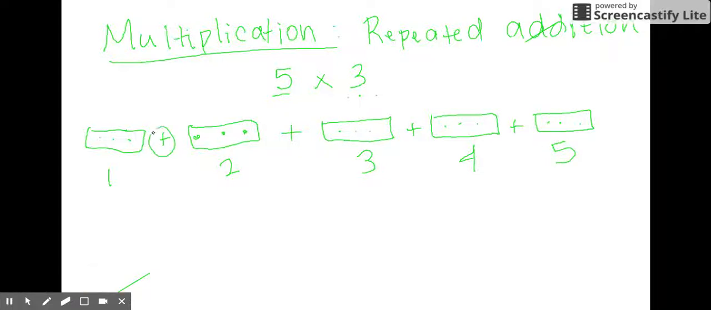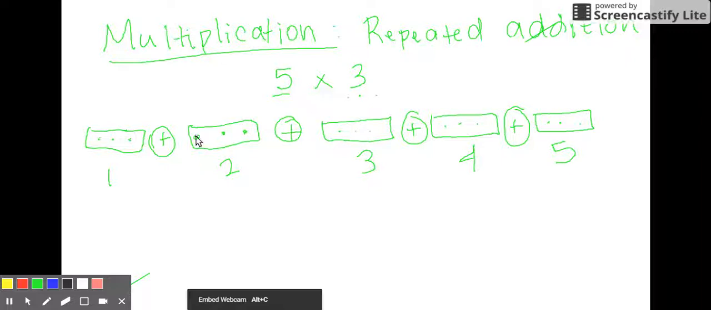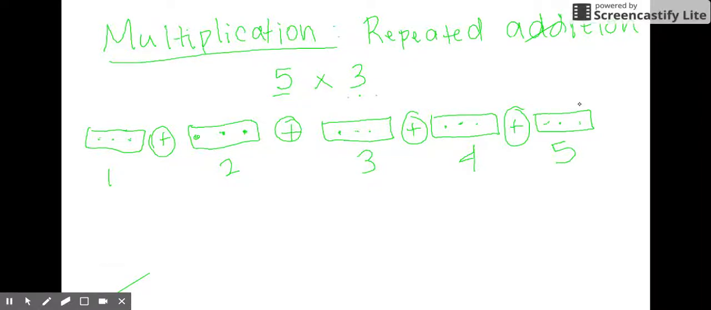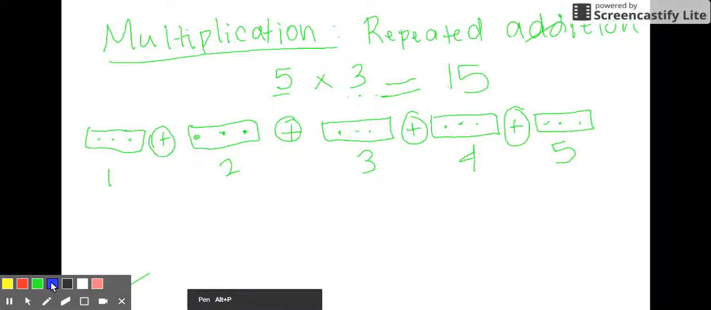Repeat just means to do it over and over again, lots and lots of times. We could repeat our addition, or we could do something called multiply, and it just is like a shortcut. So 5 times 3, if I counted all these out, it should give me 15. Let's check. 1, 2, 3, 4, 5, 6, 7, 8, 9, 10, 11, 12, 13, 14, 15. 5 times 3 should give me 15. Multiplication is repeated addition.